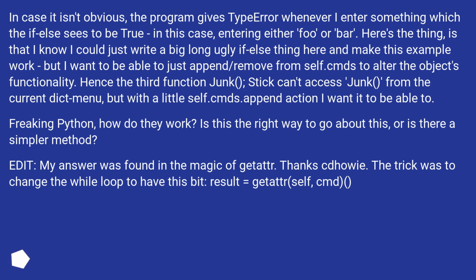Stick can't access junk from the current dict menu, but with a little self.cmds.append action I want it to be able to. Freaking Python, how do they work? Is this the right way to go about this, or is there a simpler method?